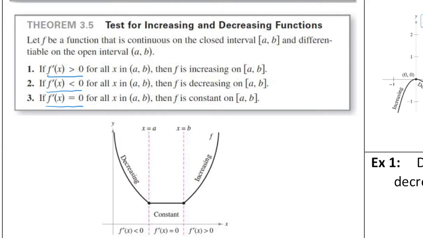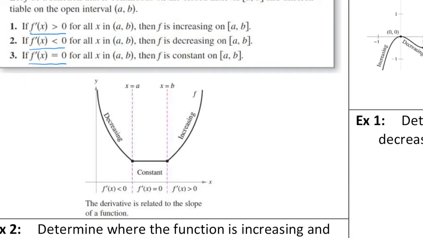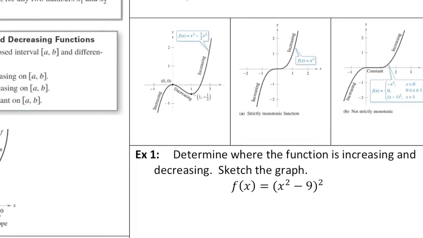So as we take a look at this picture, we can see that the derivative is related to the slope of the function. When your derivative is negative, your function decreases. Where the derivative is constant, your function has a derivative equal to 0, and where your derivative is positive, your function is increasing.